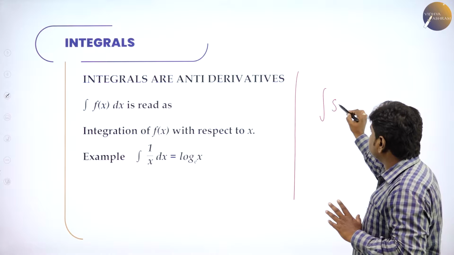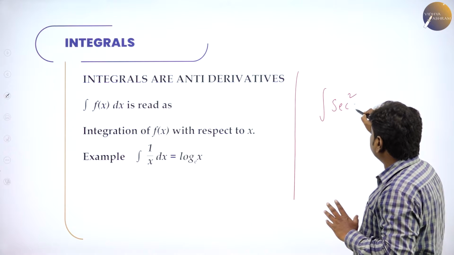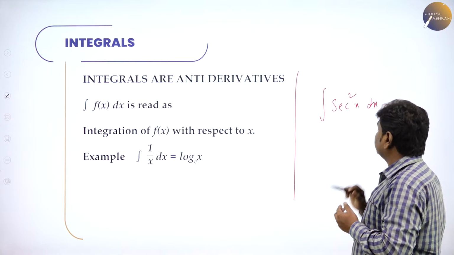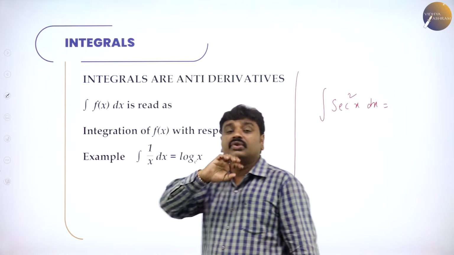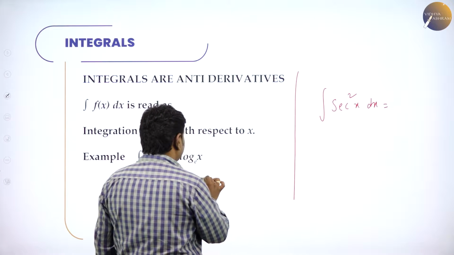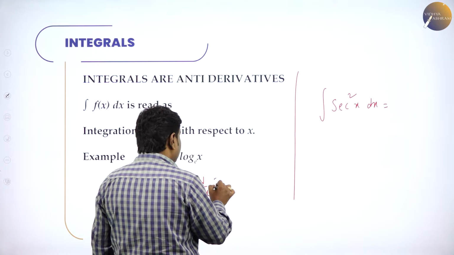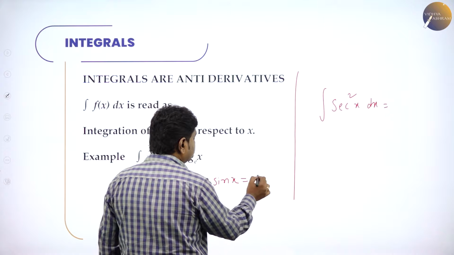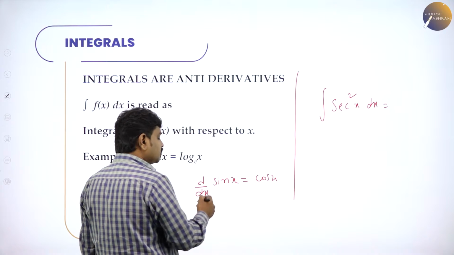Integration of secant square x with respect to x. Think, what if you differentiate, you will get secant square x. In the formula list of trigonometric functions, what is the derivative of sin x? d by dx of sin x gives you cos x. So if you integrate cos x, you should get sin x.